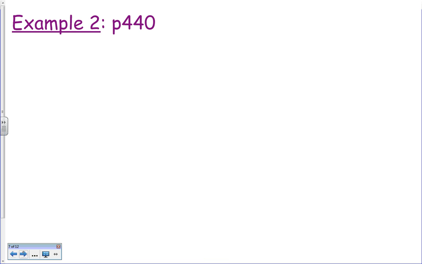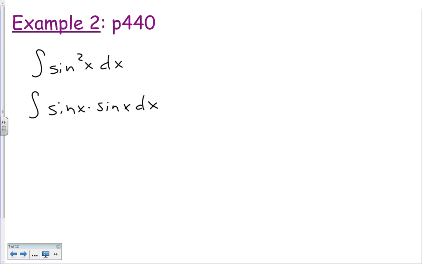All right, let's try one more of these. If you look at example 2, they have the integral of sine squared of x dx. Now, when you look at that initially, you might say, well, that doesn't look like a product. All the other ones we've been working with looked like a product when we started out. But of course, squaring something is the same as multiplying it by itself. So if you want to, you could think of this as the integral of sine of x times sine of x, because literally that's how we're going to split this one up.